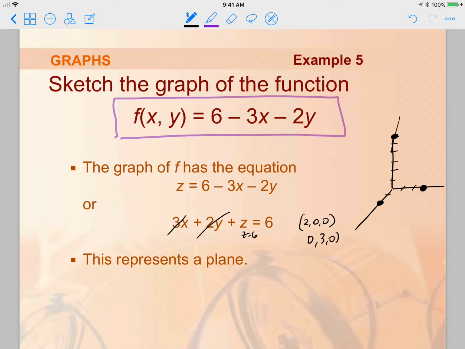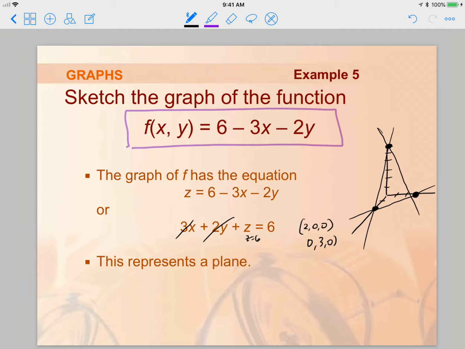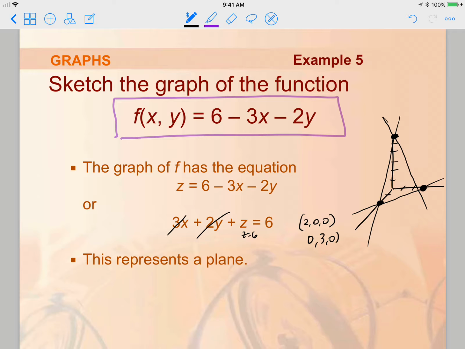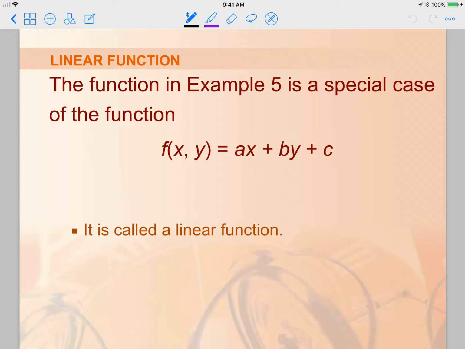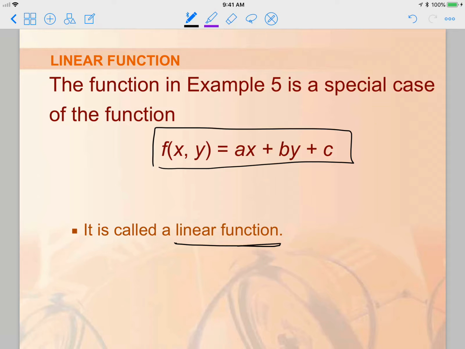Okay, and now that we know the 3 intercepts, there's only one plane that goes through all 3 of those points, and that's a way for us to sketch the graph of the plane. So this portion here, if you form that triangle, that's just telling you the part of the graph that's in the first octant.